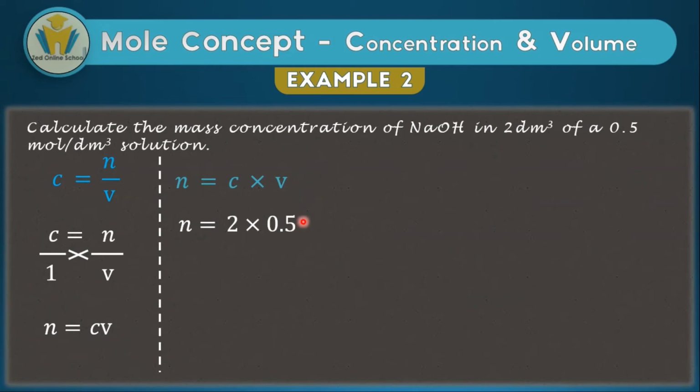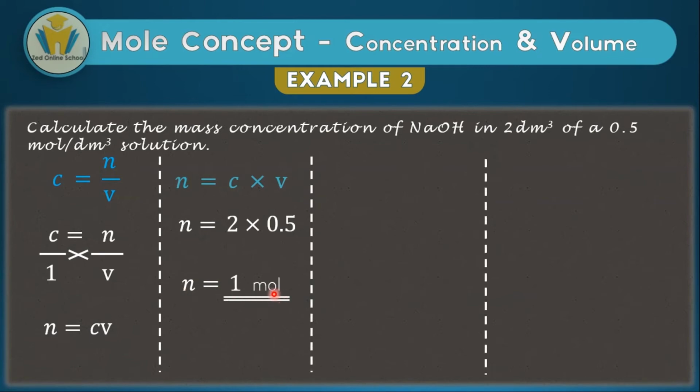0.5 is the same as half. So if we get 2 of 0.5s, we are going to have a 1. No need of a calculator. n is 1 mole. As you can see, I've not included the s. This is only present if we have more than 1. It's very funny, when we have 0.1, we say we have 0.1 moles.